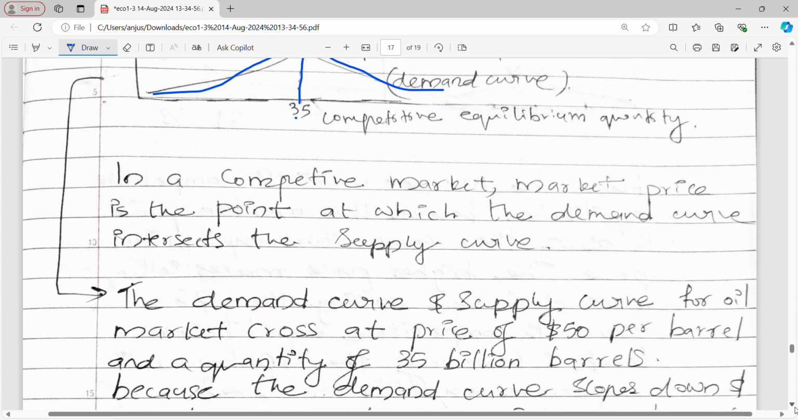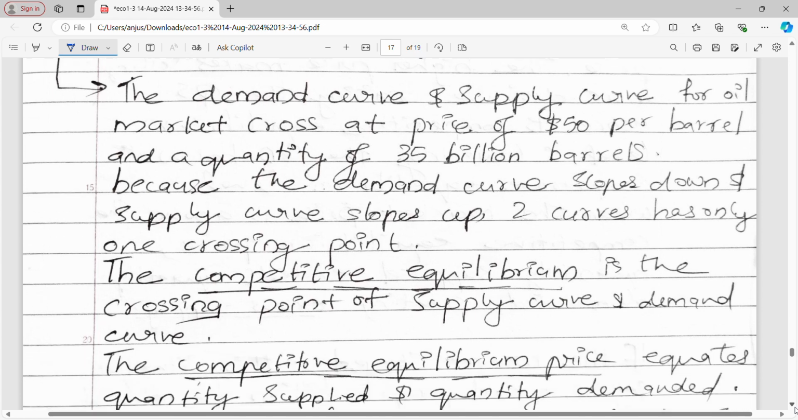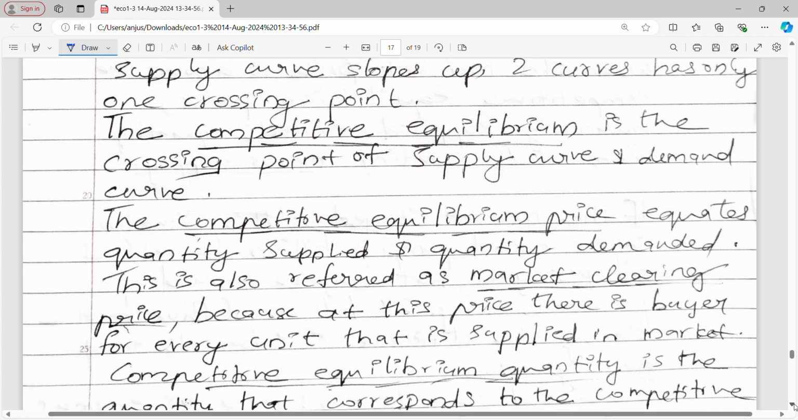That is, in a competitive market, the market price is the point at which the demand curve intersects the supply curve. So the demand curve and supply curve for the oil market cross at the price of $50 per barrel and a quantity of 35 billion barrels, because the demand curve slopes down and the supply curve slopes up. The two curves have only one crossing point. That point is the competitive equilibrium, and the price at that point is the competitive equilibrium price.